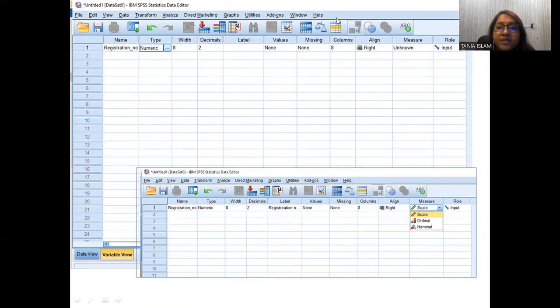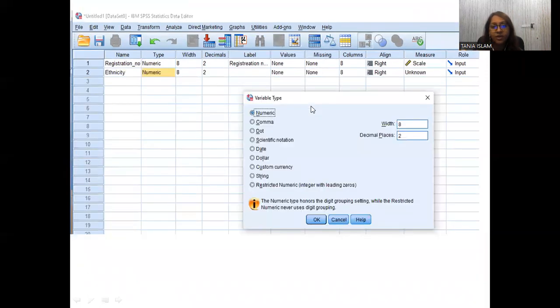Value, no value, still. Alignment, those things are there. But for the measure, if you click, as I told you before, the level of measurement, like scale, ordinal or nominal, you can put. Because it's a number, we can put scale, right? We cannot order it and it's not nominal. It's not a categorical one, right? And then the second variable, I put like ethnicity.